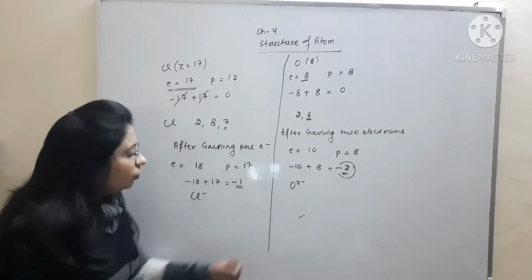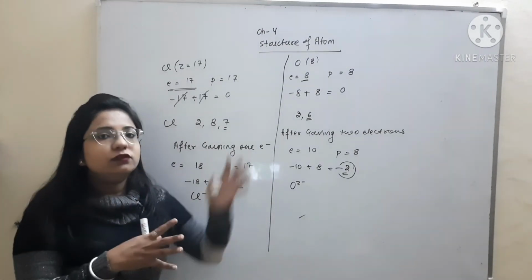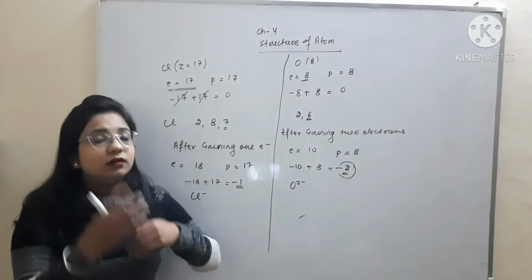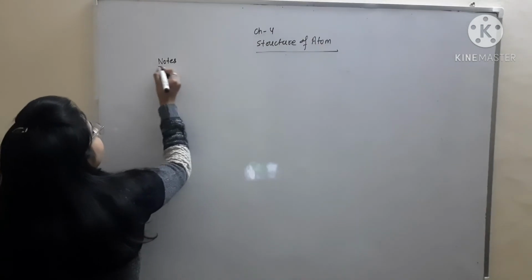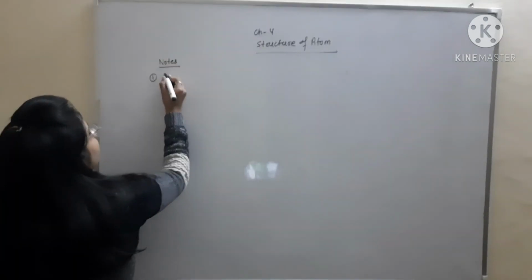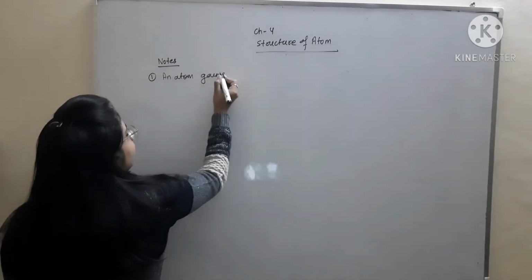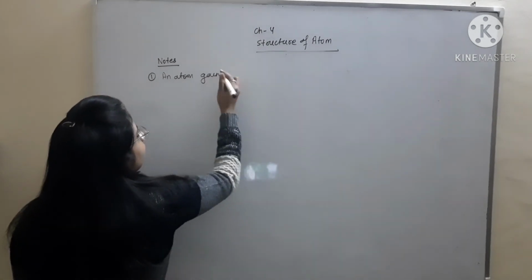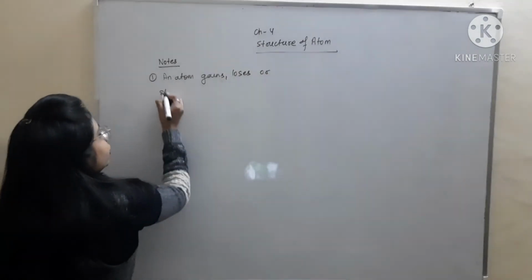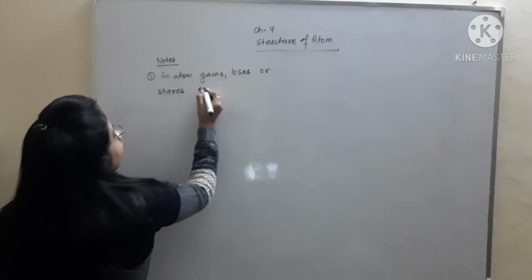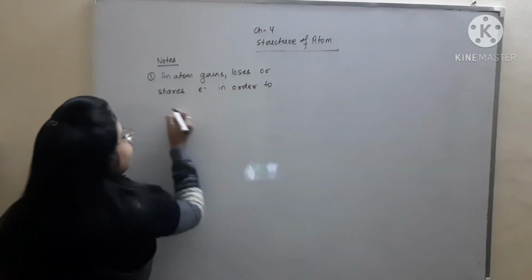Okay. So now we'll write it in the form of notes. We will summarize all these rules to just learn how the things work. The notes. Note number 1. An atom gains, loses or shares electrons in order to attain stability.